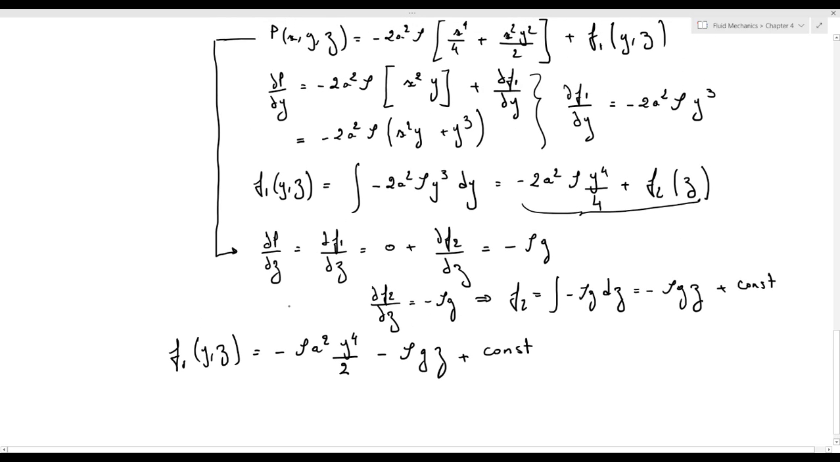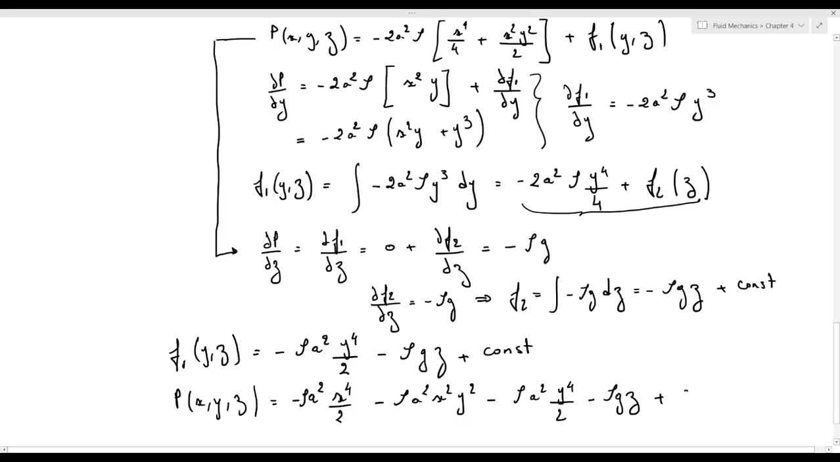Then p in this case, which is a function of x, y, z, will be equal to this expression: minus ρa² x⁴/2 minus ρa² x²y² plus f1, which is minus ρa² y⁴/2 minus ρgz plus the constant of integration.